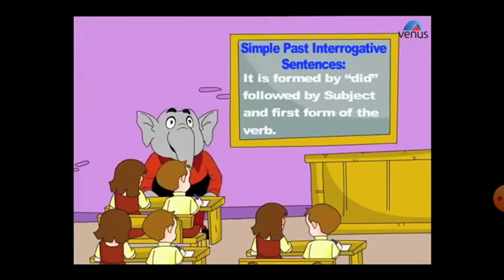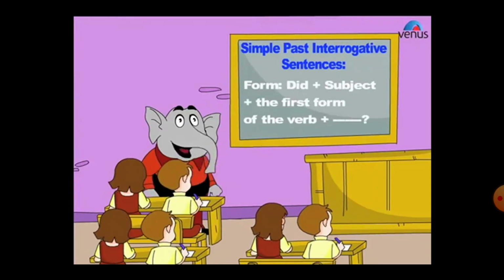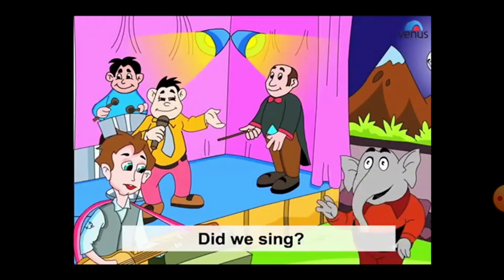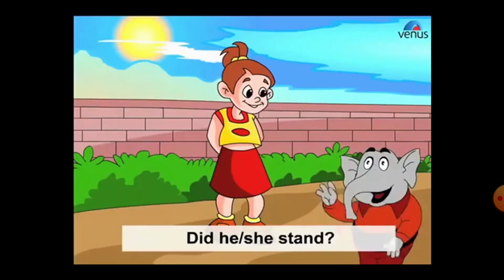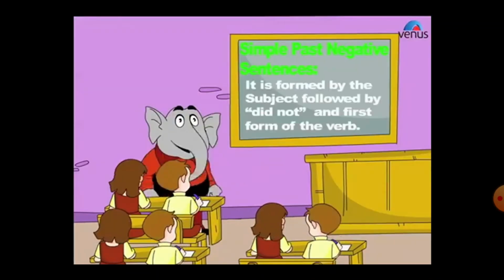Simple past interrogative sentences. It is formed by did, followed by subject and first form of the verb. Form: did plus subject plus the first form of the verb. Examples: did I read? Did we sing? Did you play? Did he or she stand? Did they sit?